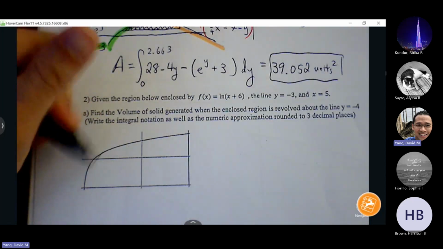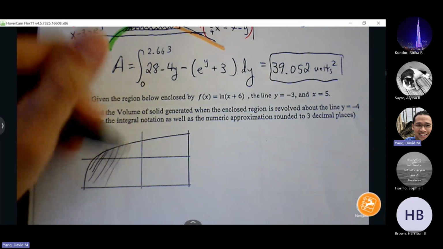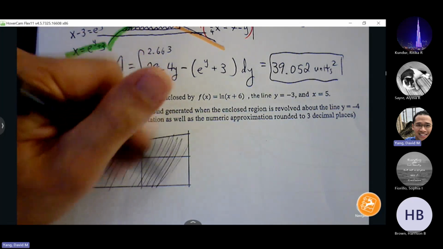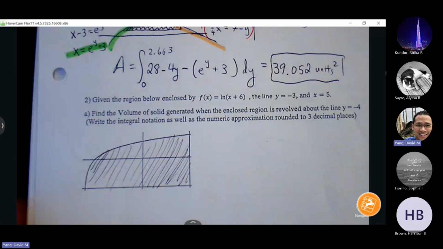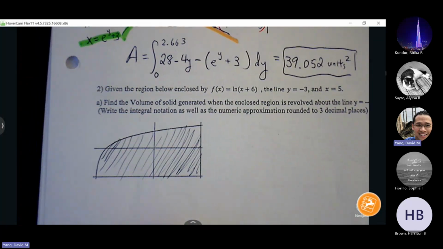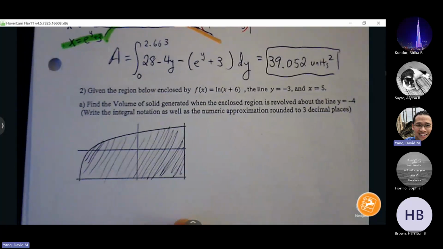And AP exams, they do that as well. Sometimes when they draw the graph, they like to draw that x and y axis to help us see where the graph is. Okay, so there's our shaded region. Find the volume of the solid generated when the enclosed region is revolved about the line y equals -4. So this is y equals -3, so y equals -4 is going to be below that.